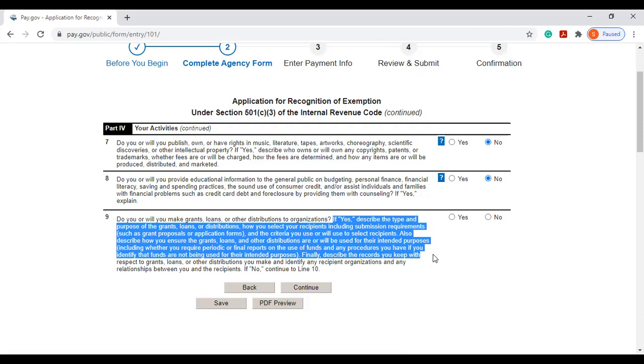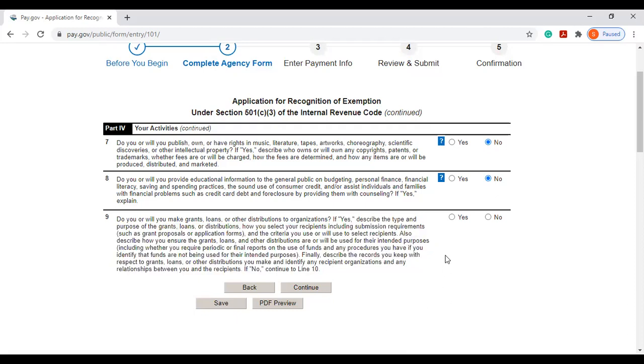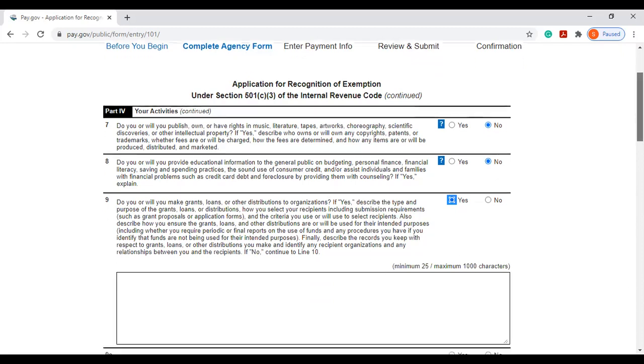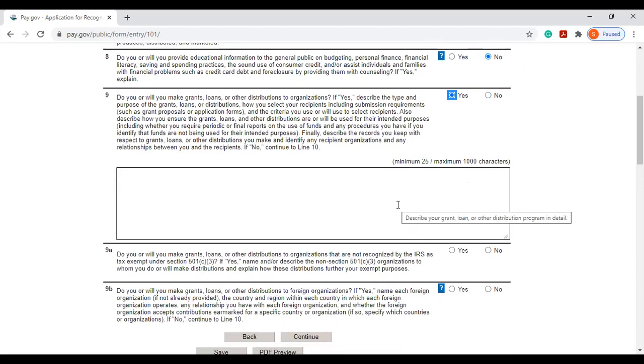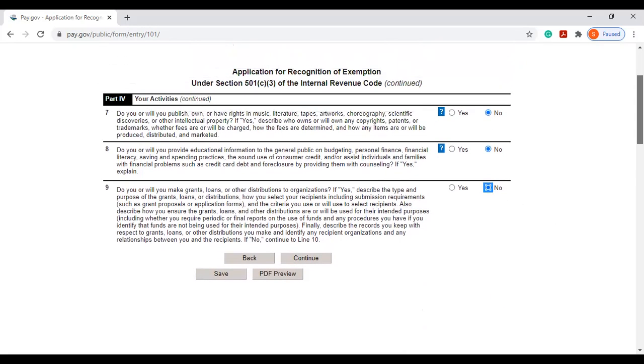Finally, describe the records you keep with respect to grants, loans, and other distributions you, not you, your organization, make, and identify any recipient organizations and any relationships between you and the recipients. If you don't plan to do any of those things, then you just click on no. But if you do, click yes, and then you have a space here to describe your grant, loan, and other distribution programs in detail. If no, click on no. And now you've completed this part 4, your activities, questions 7, 8, and 9. So click on continue.